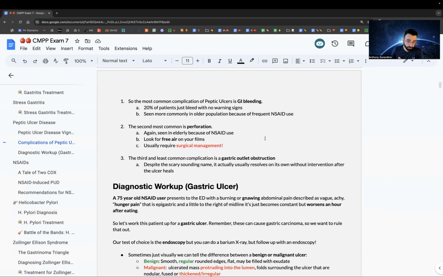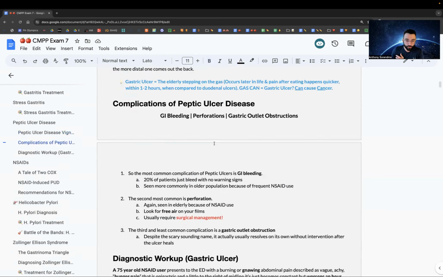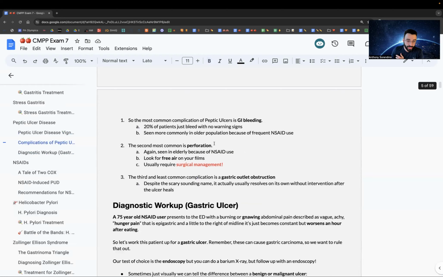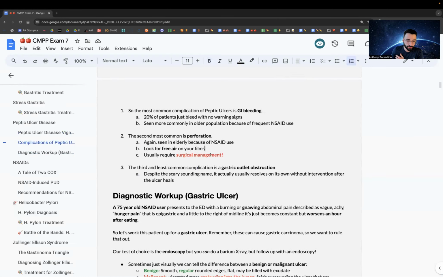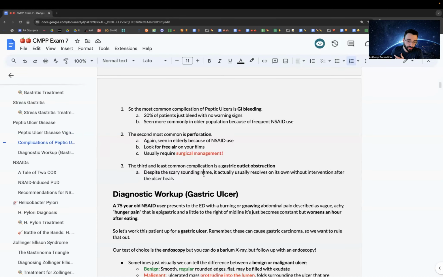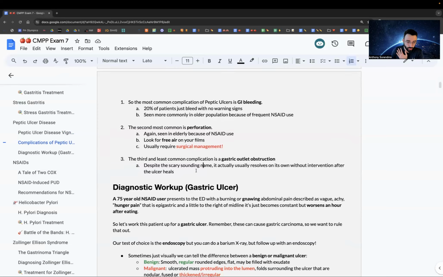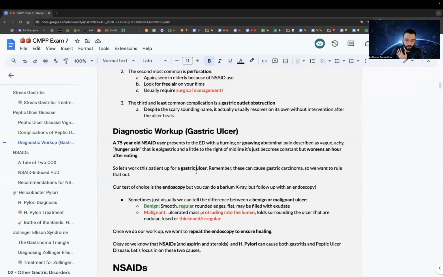20% of patients will just bleed really with no warning signs. Second most is going to be from perforation. This one is going to require surgical management because something is open inside of you and all this free air is coming out. So if you have somebody with these complaints and they give us an x-ray or something and we see free air, it's going to be a perforation from peptic ulcers. Okay. The third and least common is gastric outlet obstruction. We will talk about that a little later as well.